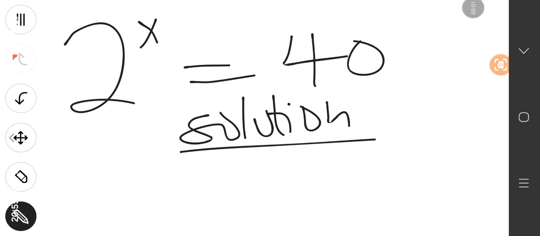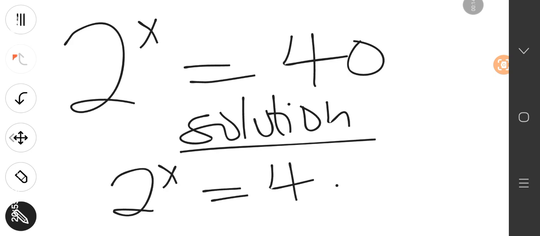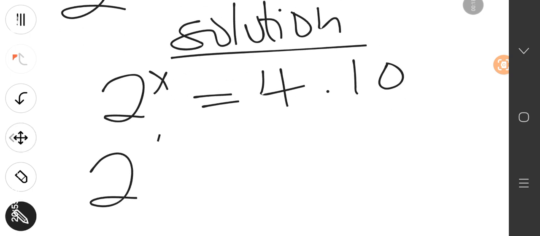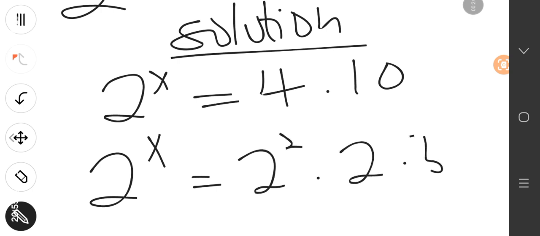Back to the class. So we have 2^x = 40. This is an exponential equation. So our equation becomes 2^x = 4 times 10. Now 4 is the same as 2^2 and 10 is the same as 2 times 5.